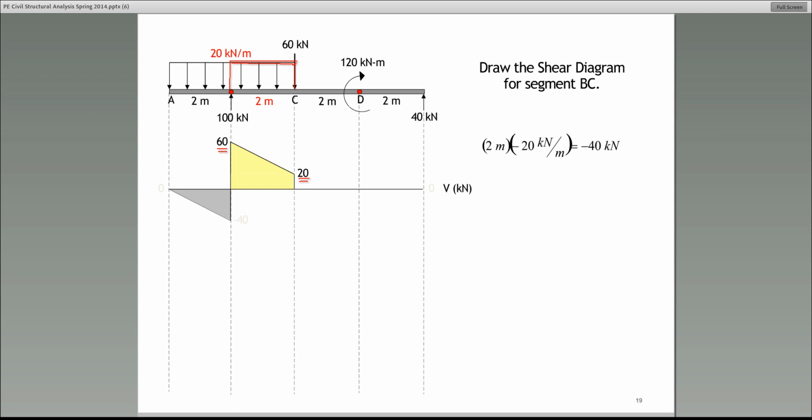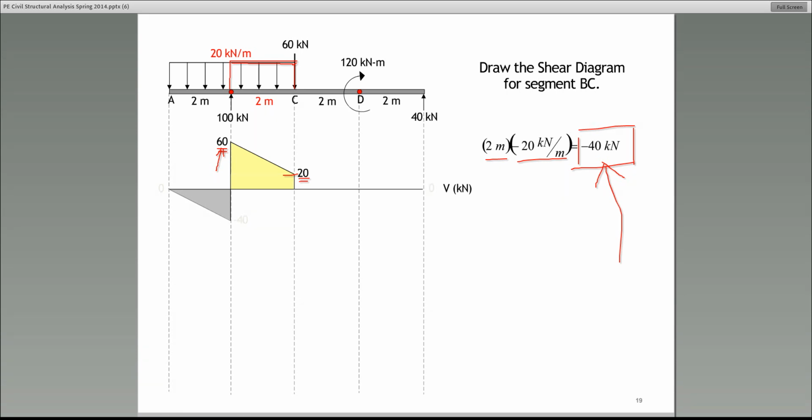What is the area under that load? To the right, you see it's 2 times minus 20. So the area is minus 40. So pay attention here. If you start from plus 60 and the change, this area, is negative 40, so the net change will be 40 in the negative direction. So where do we end up? We end up at 20. So that area is really the change in shear from B to C. So that's how we came up with that 20.